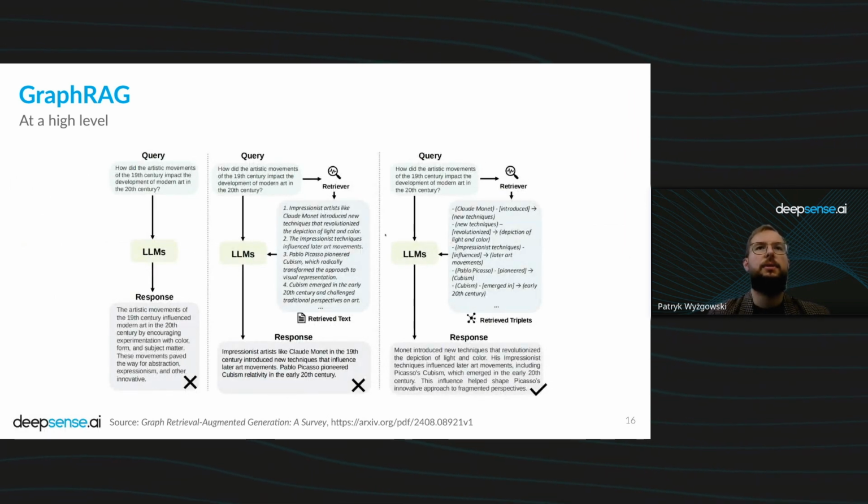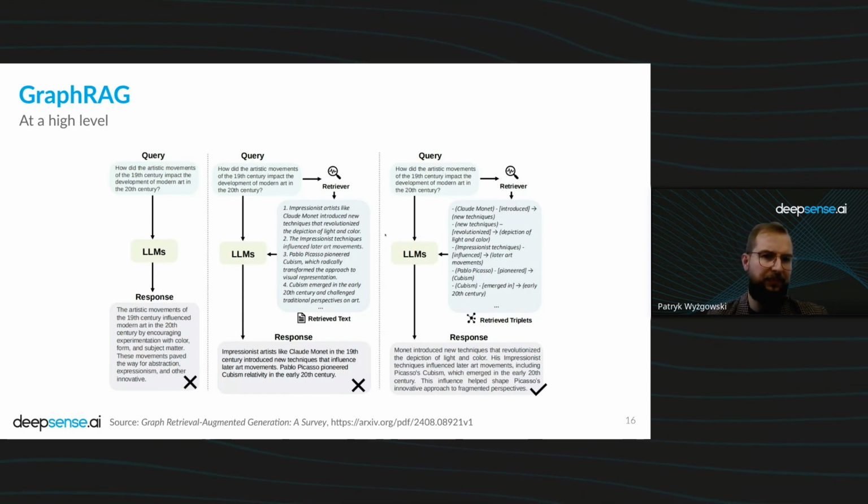Okay, so there is one paper which is less than 2 months old. It is Graph Retrieval-Augmented Generation: A Survey, which compares many approaches to GraphRAG, but we have a nice comparison between vanilla or naive RAG and GraphRAG.